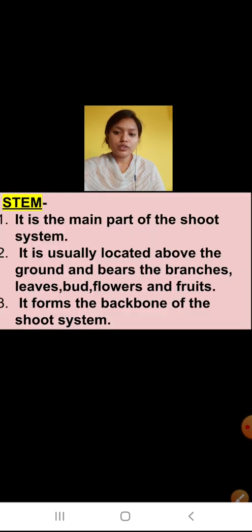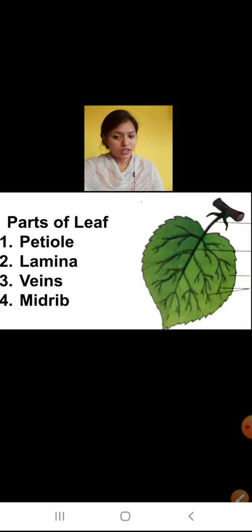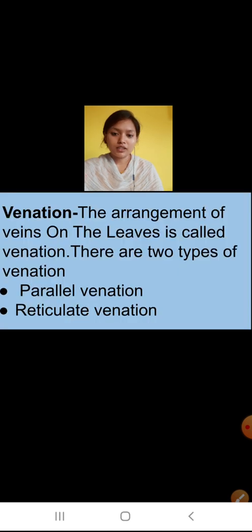In the shoot system, we studied about the stem. What's the importance of stem? We discussed the function of stem and the leaf, and we studied about the different parts of the leaf, that were petiole, lamina, veins and midrib. So 4 parts were there.